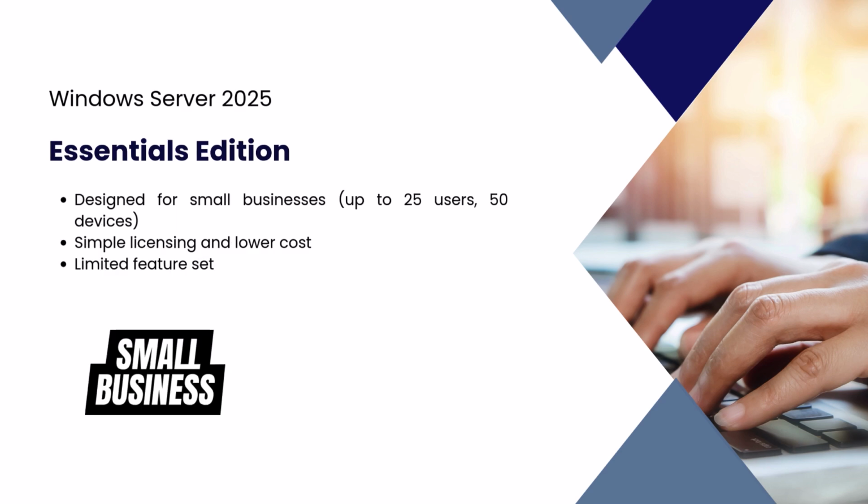Then the smaller one. The Essentials Edition is for very small organizations. It supports up to 25 users and 50 devices and is designed to be easy to deploy and manage. It has a simplified licensing model and a more limited feature set.